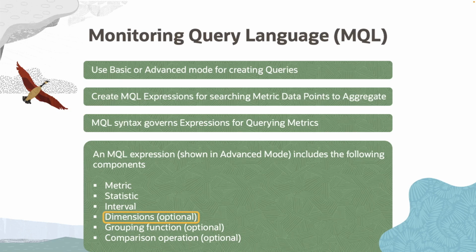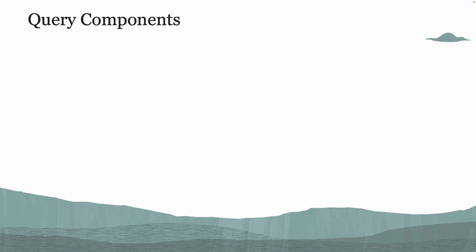Dimensions is an optional component, and it can be used as a filter for the aggregated data. Grouping function is another optional component, and it is also used for aggregation. And then finally, the comparison operations. It is used for defining alarms, and it is another optional component. We will look at the query components in detail, referring to a few examples.